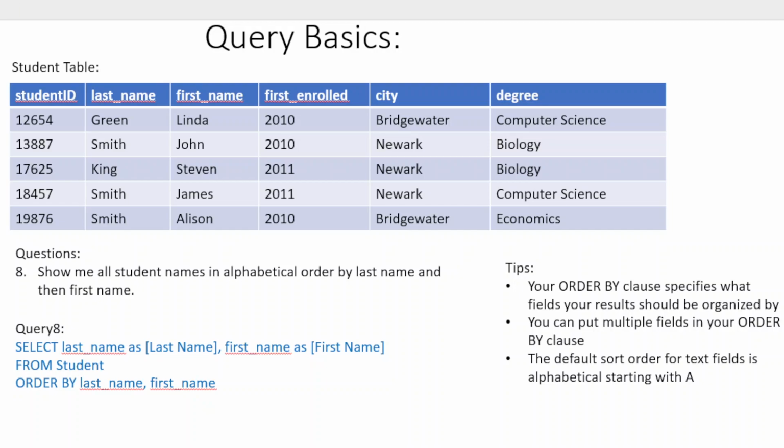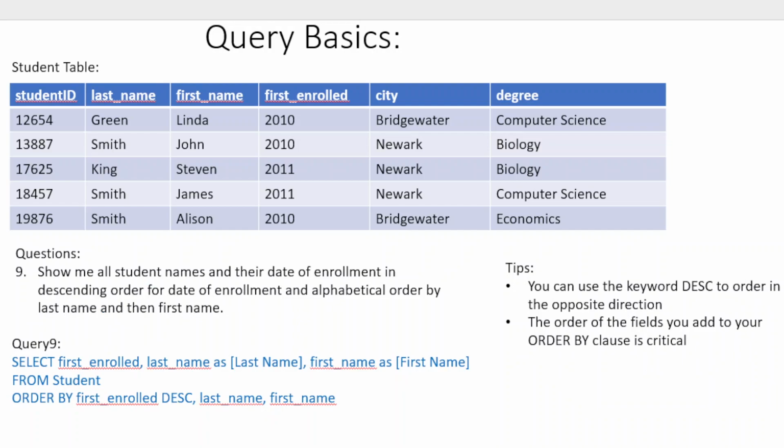Again, we've done this in our labs already, so it's something you should be familiar with. And there we go, we have it. There's the descending. First enrolled descending, then we have last name, first name. And you could actually have last name ascending, first name descending. You can do them in as many orders as you want, and there are times when that comes in handy. But that's pretty much it for that.